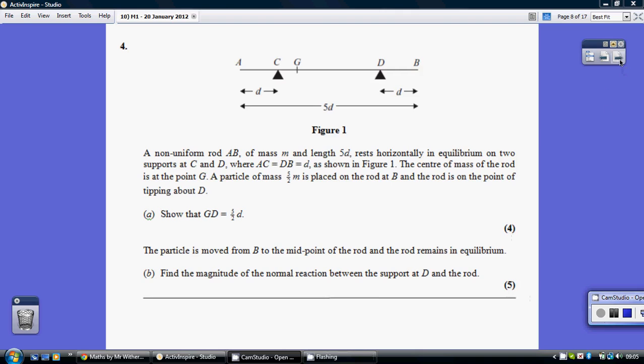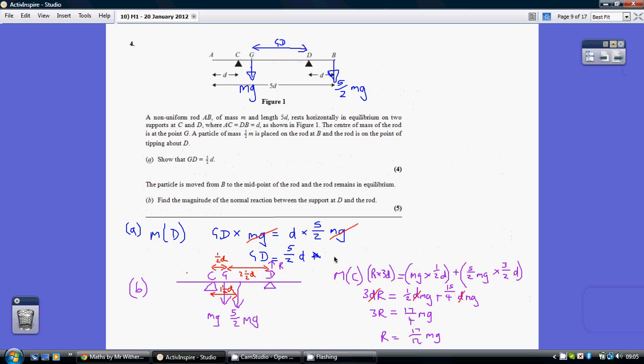Question 4. So I've labelled up the diagram to reflect the two weights that we have. The weight of the rod is at point G because it's a non-uniform rod, so that weight is there, and the weight of the rod is mg. And we've also got the weight of this particle of mass 5/2 m, which is placed at B. So we're being asked to show that GD equals 5/2 d.